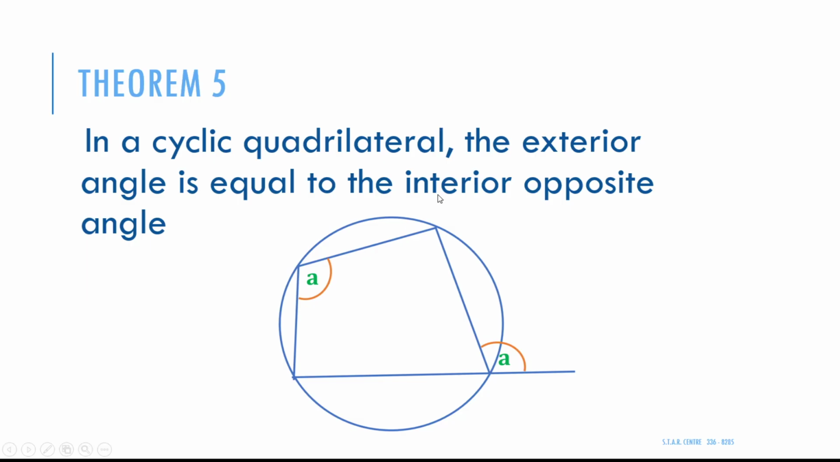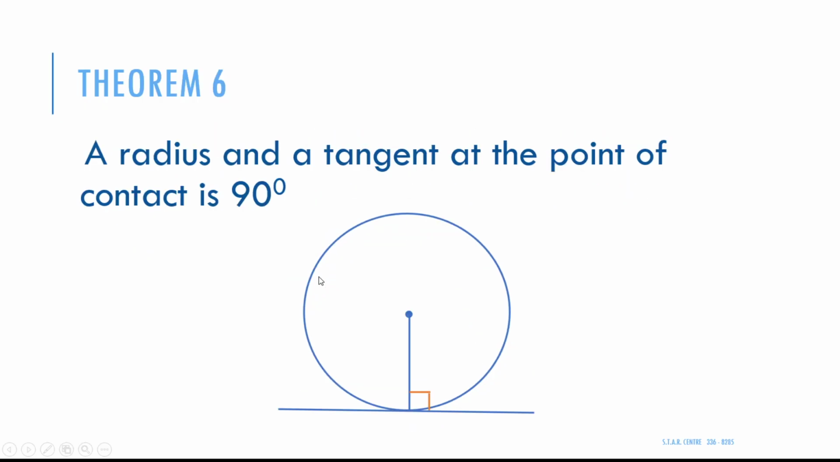And theorem 5 also involves cyclic quadrilaterals. For a cyclic quadrilateral, the exterior angle is equal to the interior opposite angle. So exterior meaning outside of that quadrilateral, and this is the interior angle that's opposite to that one. Alright, so if this angle here is 120 degrees, then this interior opposite angle would also be 120 degrees.